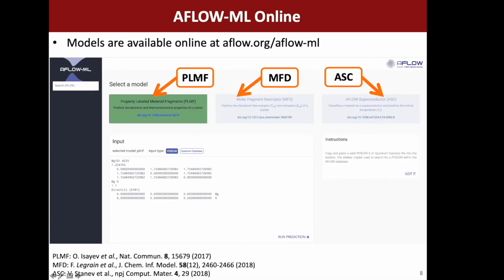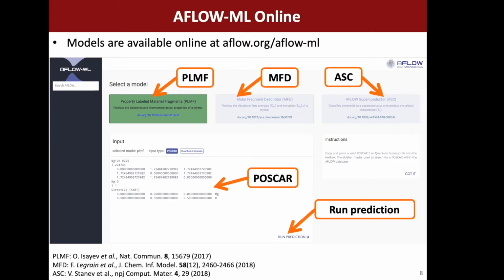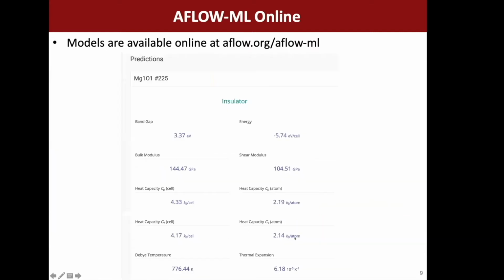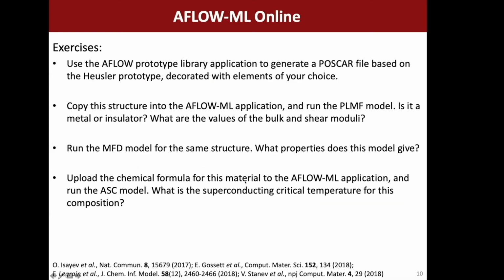So going back to the PLMF model, because it requires structural information, you need to give it the structural information in some format. I think it can handle a few different formats now. So here we have the POSCAR file, the VASP POSCAR format. You can also see it can handle the Quantum ESPRESSO structural input. Once you copy your POSCAR file into the box here, you can then hit run prediction. It will take a few seconds, depending on the material, to make the prediction. And then at the end, it will give you a prediction as to whether the material is a metal or an insulator. If it's an insulator, it'll predict the band gap. Then it makes a prediction of the energy per cell. And then it predicts things like bulk modulus, shear modulus, the heat capacity, the Debye temperature, thermal expansion, and so on.